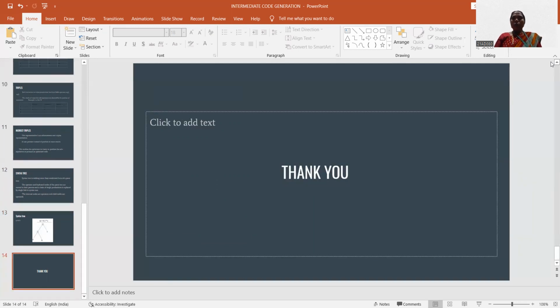Thank you, students. Today, let us conclude the session by saying that in our fourth phase of the compiler, intermediate code plays a major role. 3-address code is the general format used. When you want to represent the 3-address code programmatically, we have three types: triples, quadruples, and indirect triples. Okay, students, so this is intermediate code representation. Thank you, students.